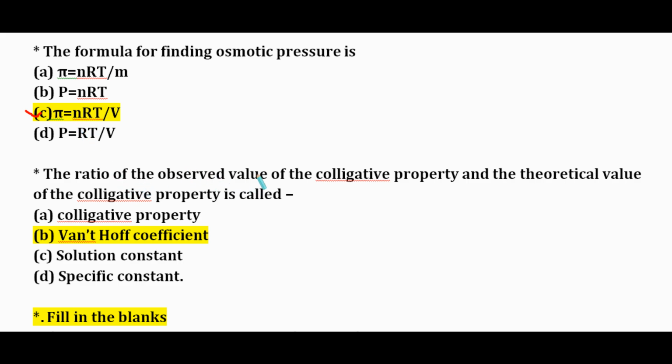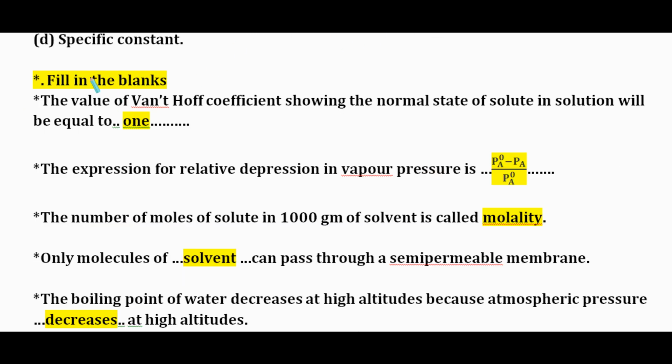The ratio of the observed value of the colligative property and the theoretical value of the colligative property is called van't Hoff coefficient or van't Hoff factor. Now the question pattern is fill in the blanks. The value of van't Hoff coefficient showing the normal state of solute in solution will be equal to 1. The expression for relative depression in vapor pressure is P naught A minus PA upon P naught A.